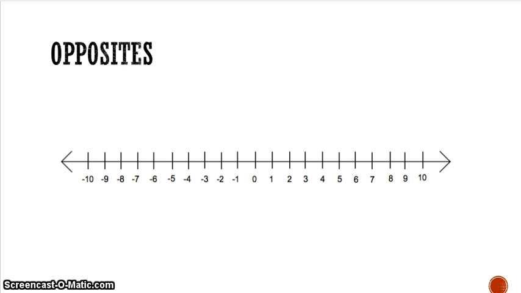Let's talk about the opposites a little bit. Here I have the number line that you're used to looking at for years probably. For example, I'm going to find 2 right here. I want to find the opposite of 2. The opposite just means I put a negative in front of it. So the opposite of 2 is the same as -2.